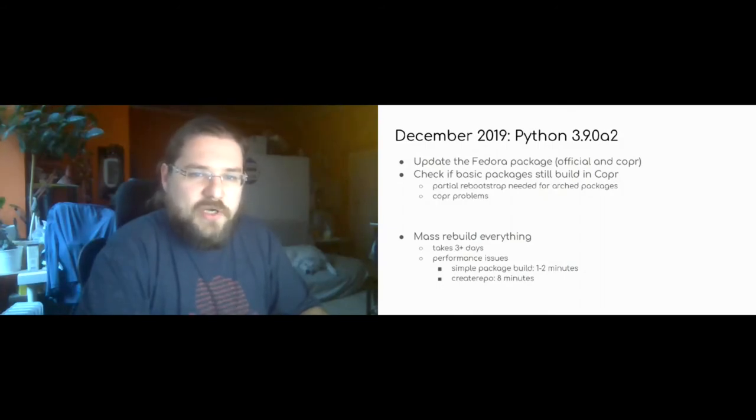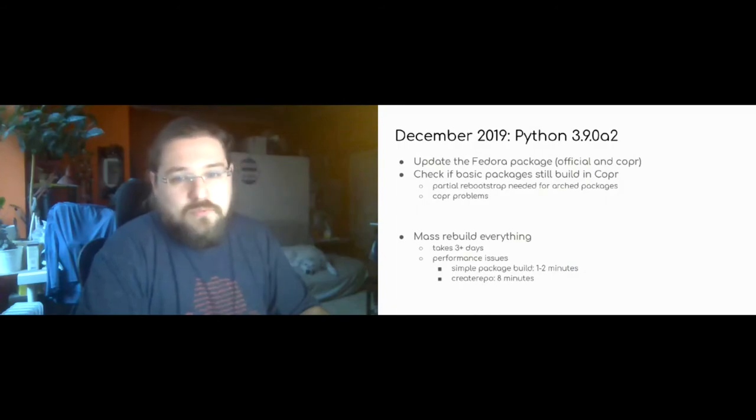So you need to do a partial rebootstrap on the packages that are not noarch, that are actually shipping some compiled code. There were also some problems in Copr. So when you build one package again from the same source, it has the same version and same release. And Copr ends up installing pretty much a random build when it needs it.